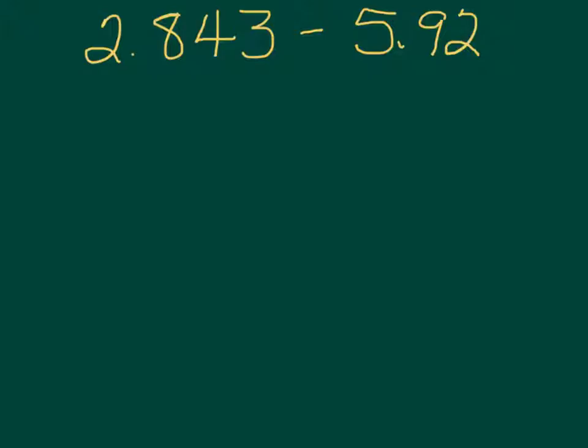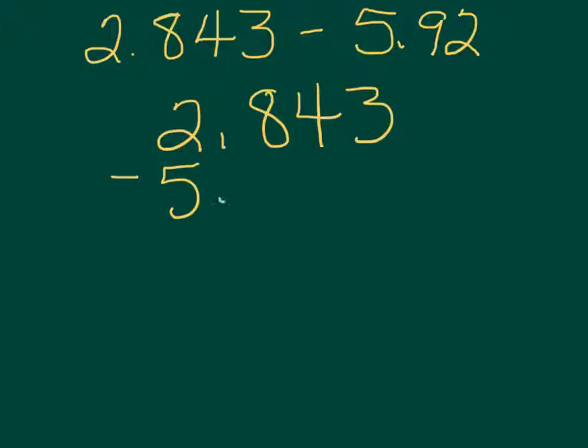In the case of subtraction, we do the same thing. We simply rewrite our first number, and then we're going to take our second number and line it up with the decimals, not the right-hand side. And again, I have an empty spot, so again, I will fill that with a 0.